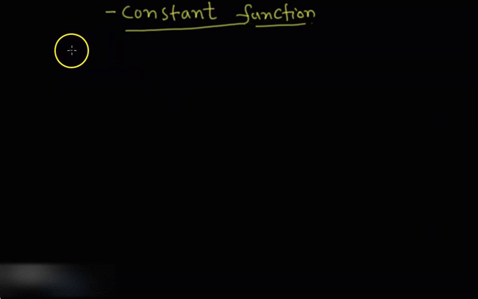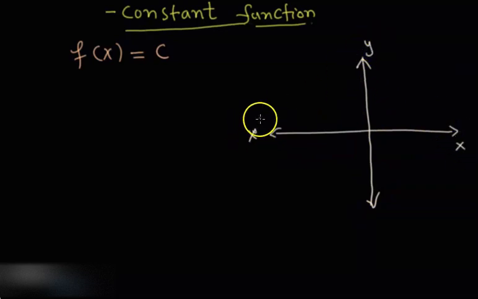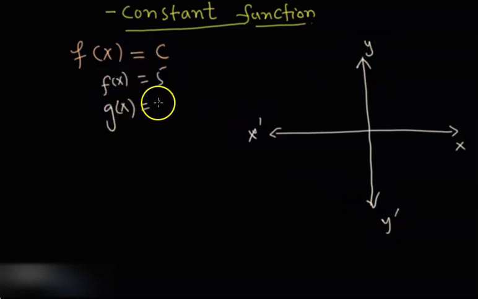So, constant function: any function whose output remains the same for any given input. How to plot this function? It's not a big deal to plot. Whenever a function is constant, it takes some constant value. Let's say it can be f of x equal to 5, or g of x equal to 2, or h of x equal to minus 9. All these are constant functions. So how to plot this?